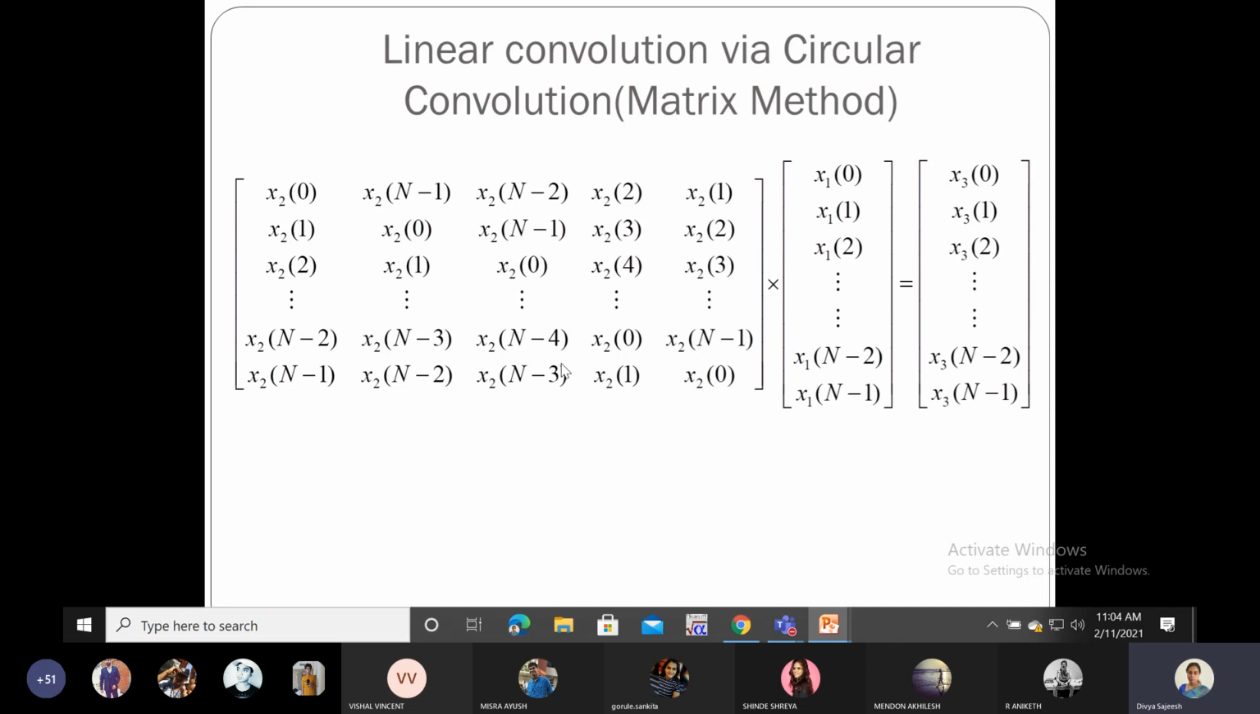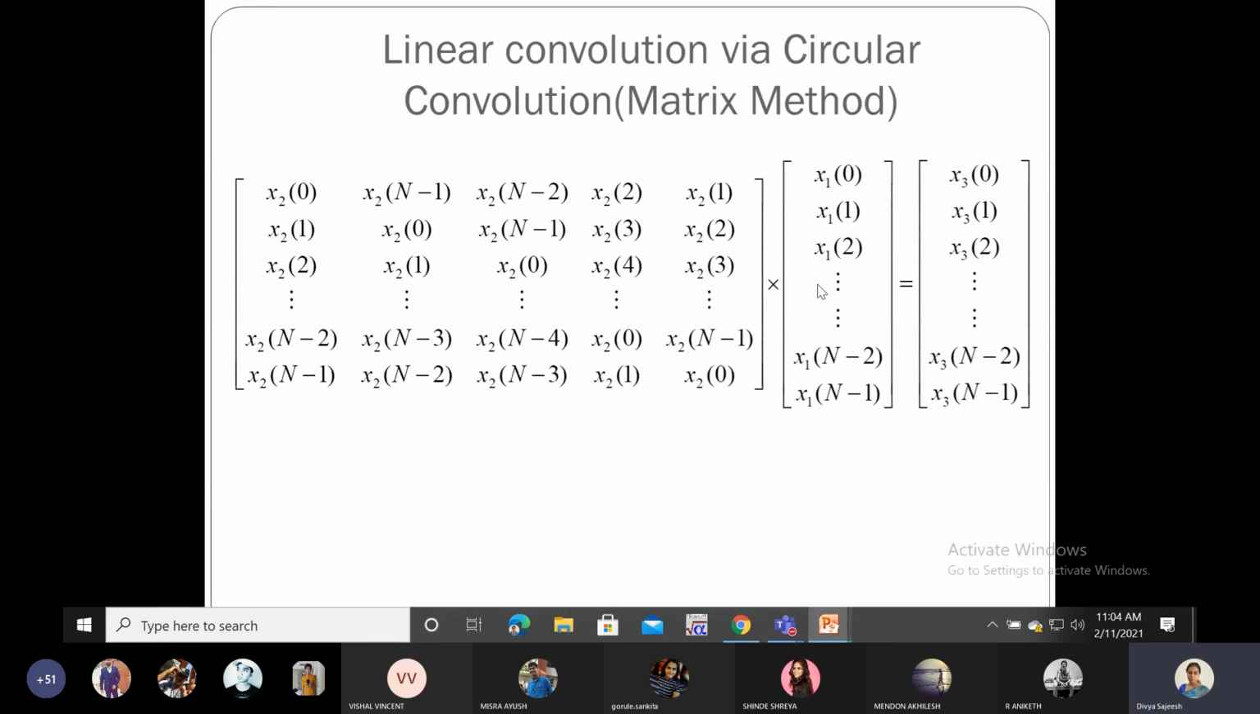Now coming to the third column, the last element here was x2 of n minus 2. That will go first, and the one which was first will shift down. Like that, keep on shifting. However many elements there are, that many times you have to shift. If 4 elements are there, then 4 shifts will happen, that is, 4 columns will come in the first matrix.